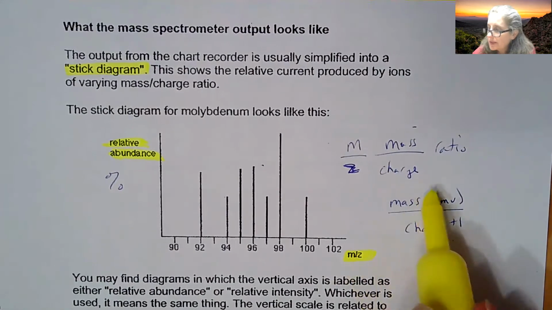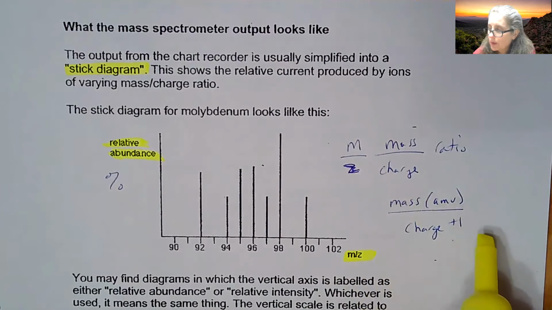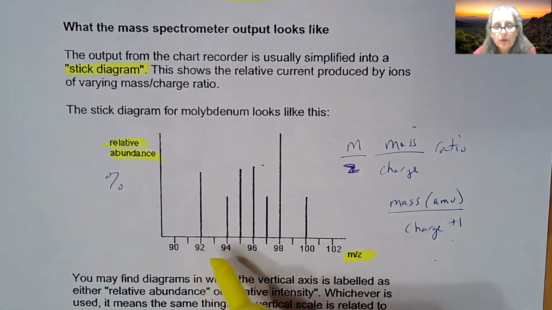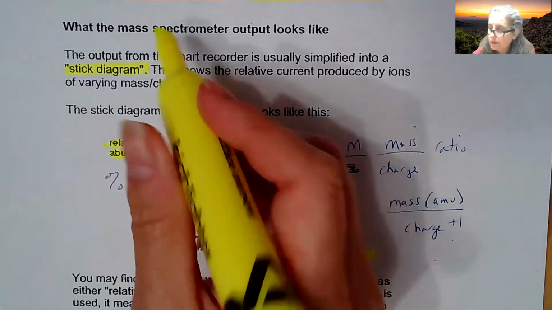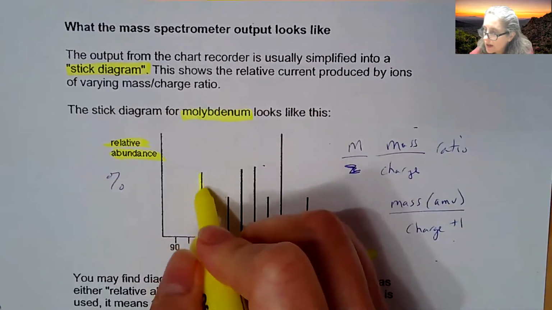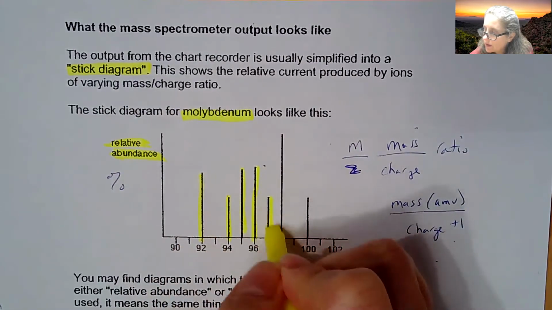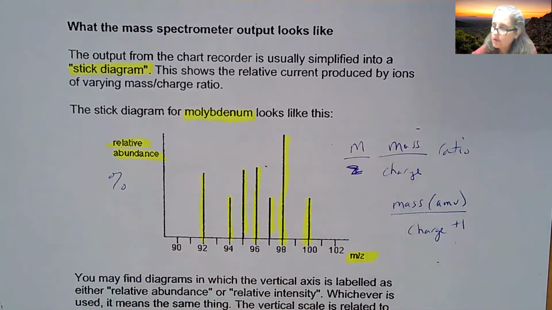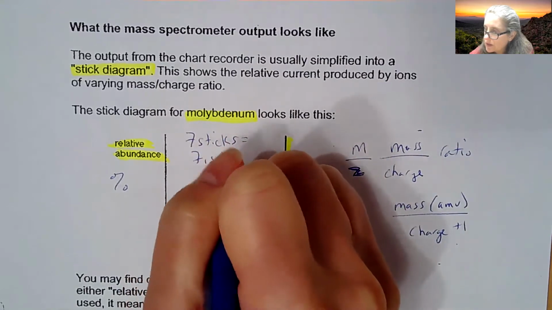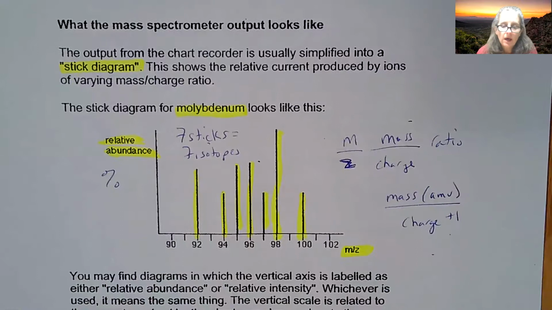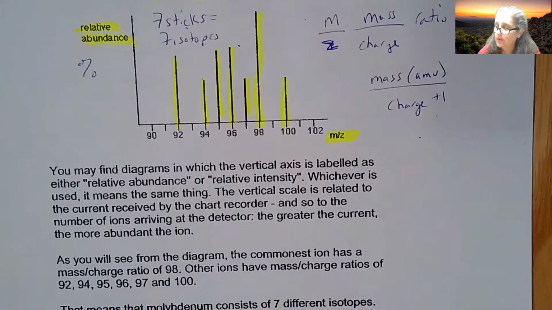So if you take the mass to charge ratio as being AMUs over 1, essentially what you see on the bottom here are the actual masses of what we call the isotopes of, in this case, molybdenum. So we have a stick here, here, here, here, here, here, and here. So there's a total of 7 sticks in the diagram. That means you have 7 isotopes of that element. This technique is how we figured out all of the different isotopes that we have of elements and their percentages. And I'll talk a little bit about their percentages in a second.